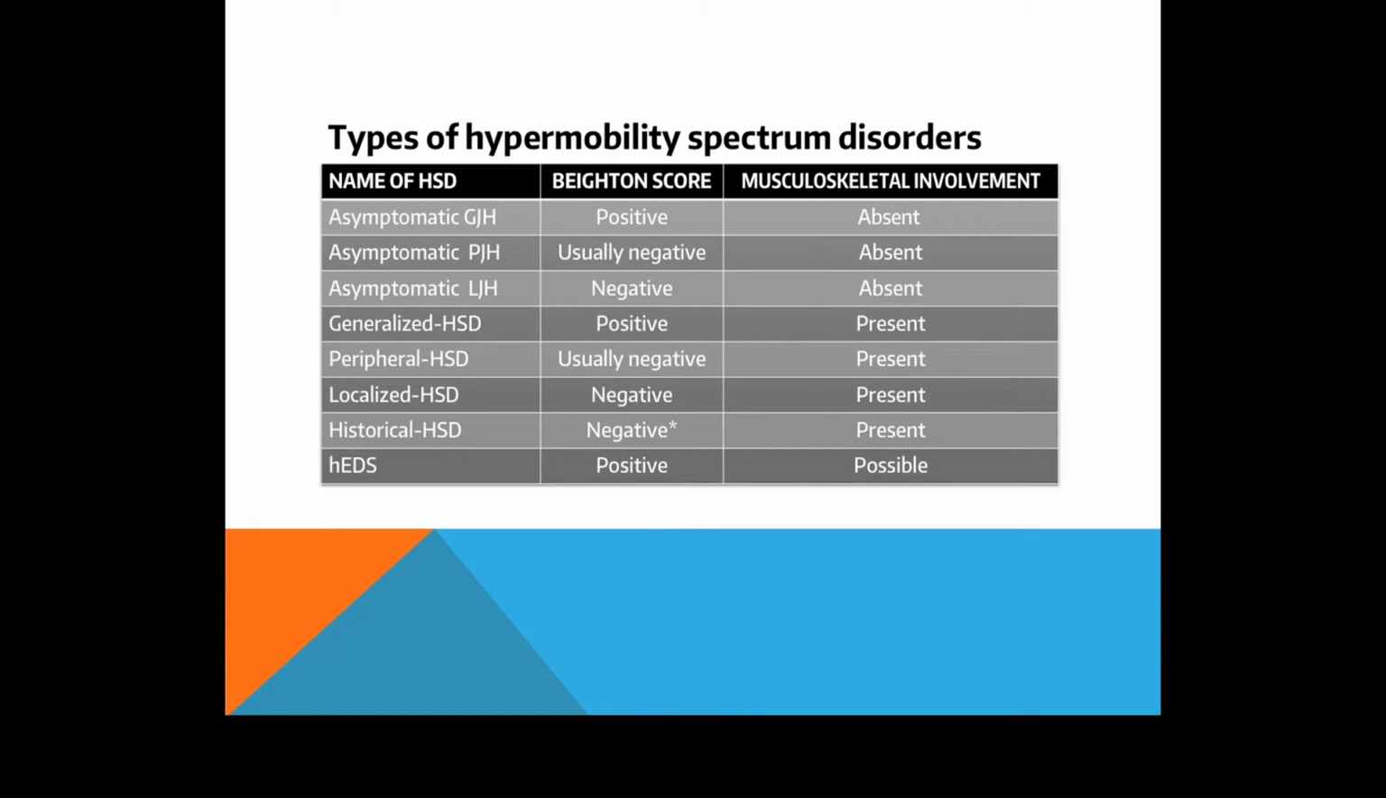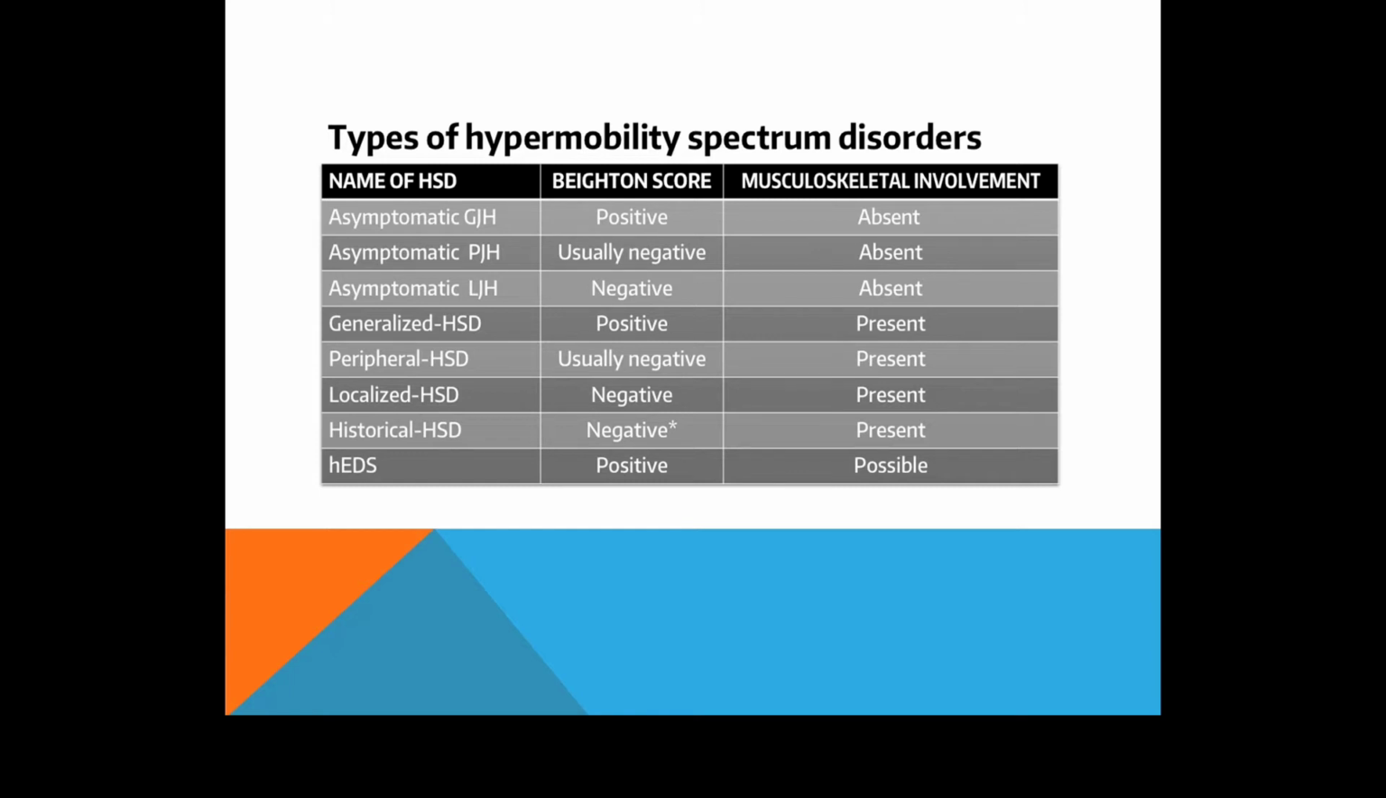At the bottom there, you've got your historical hypermobility spectrum disorder, and that's when someone once had hypermobility, but as they've got older, their joints might have stiffened and their elasticity has reduced so that they do not fall in that category of hypermobile any longer. And then you've got your hypermobile Ehlers-Danlos syndrome at the bottom. In the middle column, you've got your Beighton score, and that's a really helpful measure just to look at the degree of hypermobility across the body, and we'll look at that in a moment.